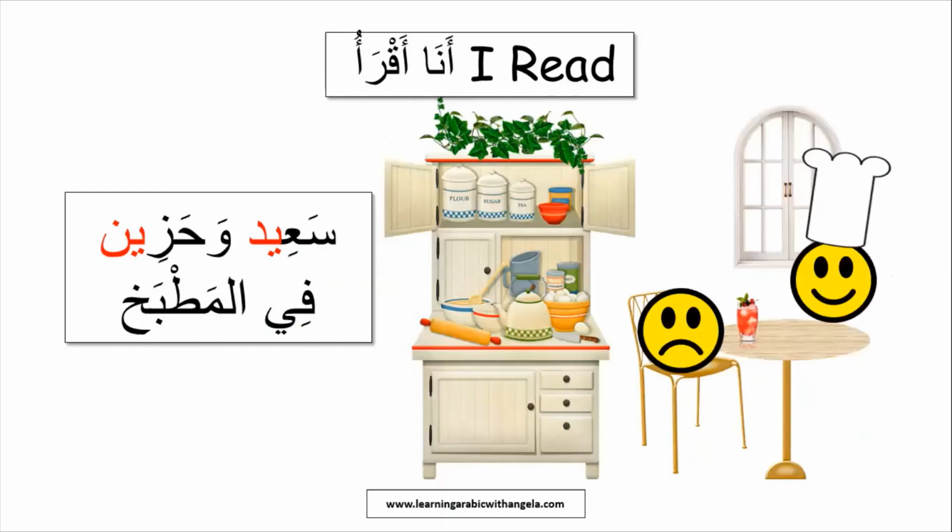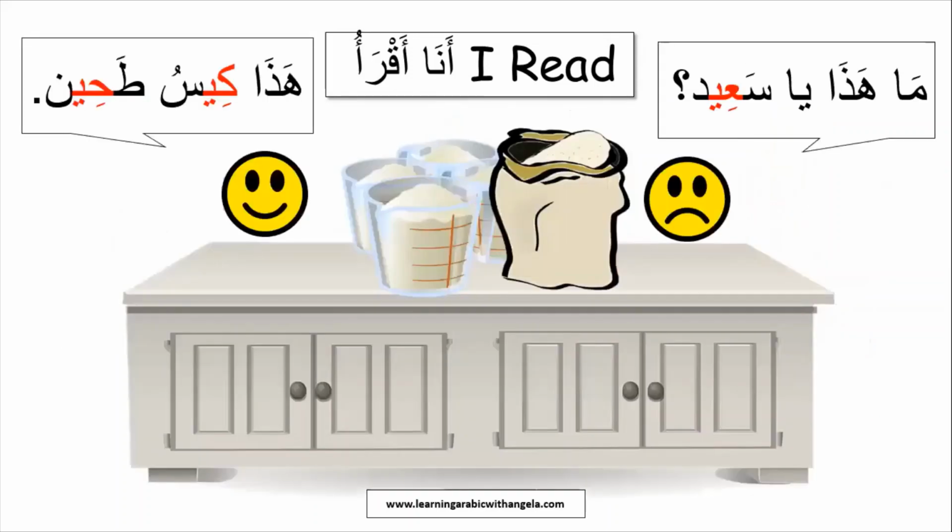أنا أقرأ. Let's read the story. So we've got Mr. Happy and Mr. Sad in the kitchen. سعيد وحزين في المطبخ. So notice here في and المطبخ. When I pronounce it properly and assimilate the sound, it's going to be fil. So we're kind of skipping the alif here. We're nicely assimilating fil مطبخ instead of في المطبخ. سعيد وحزين في المطبخ, in the kitchen.